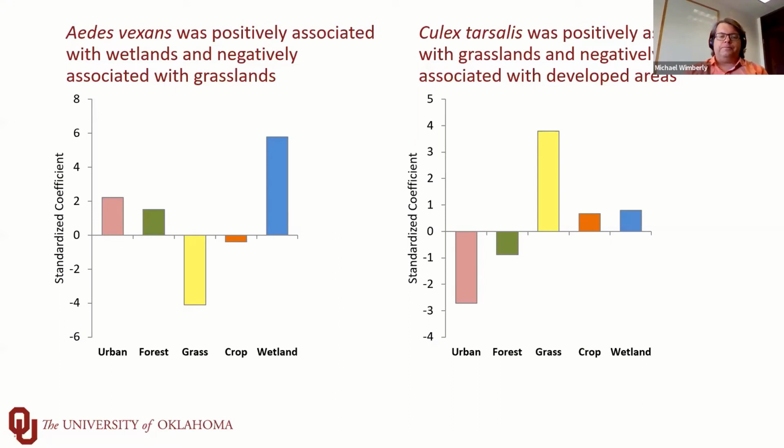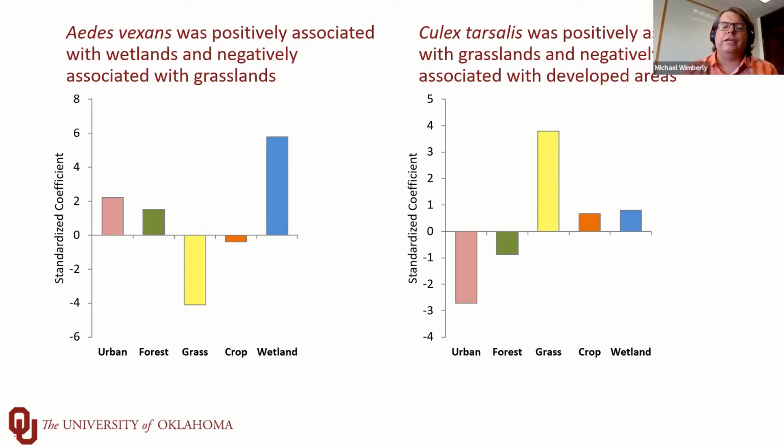Aedes vexans, we tend to find in wetlands and not so much in grasslands. So the wetlands in this area are going to be lower lying, very flood prone areas, which again makes sense for a floodwater mosquito.